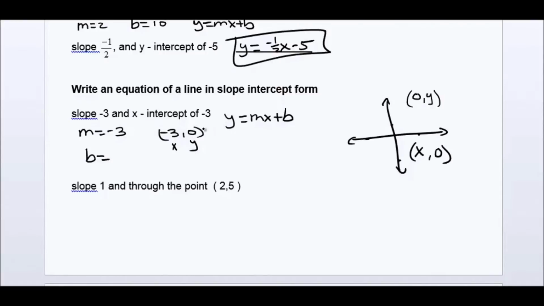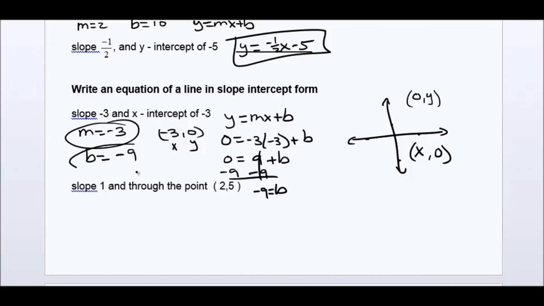So your y is 0. Here it is. 0 is equal to m, which is negative 3, times x, which is negative 3, plus b. Let's simplify this. So 0 is equal to negative 3 times negative 3, which is a positive 9, plus b. Now we're going to solve for b. We're going to subtract 9 from both sides. That zeroes that out, so b is equal to 0 minus 9, which is negative 9. Now we have our b. Now that you have your slope and your y-intercept, you can write your equation in slope-intercept form. So your answer is y is equal to negative 3x minus 9.